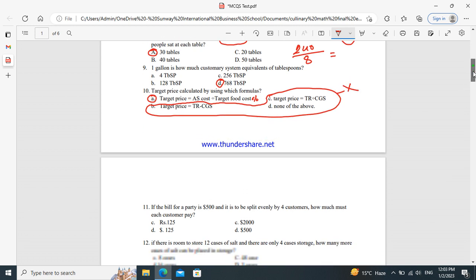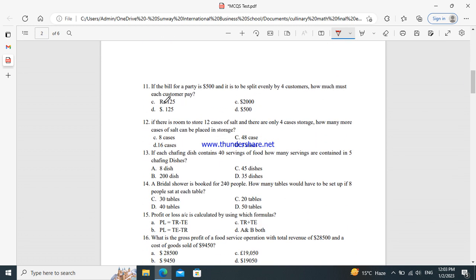Okay. Now move on. Question number 11. If the bill for the party is $500 and it is to be split evenly by four customers, how much must each customer pay? Your answer came from 500 divided by 4. The answer is 125. Option C, this is A, this is B, this is C, and this is D. Okay.